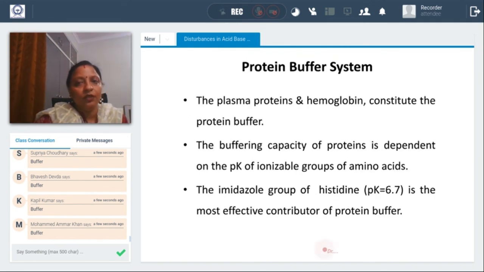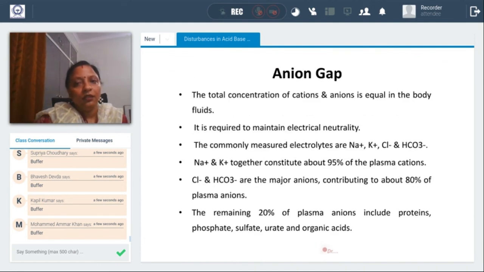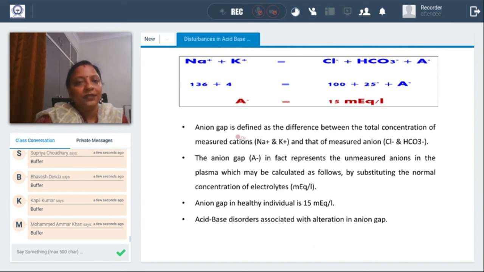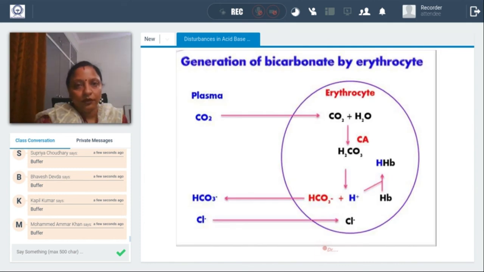Next, phosphate buffer, intracellular buffer, protein buffer, hemoglobin buffer, you all know. Then generation of bicarbonate by RBC. And what is anion gap? Anion gap is defined as the difference between the total concentration of cations, sodium and potassium, and that of measured anions, chloride and bicarbonate ions. Anion gap in a healthy individual is 15 milliequivalent per liter. You can see here in the erythrocyte, the enzyme carbonic anhydrase forms H2CO3, and again it dissociates into bicarbonate plus H+. This HCO3 comes out into plasma, and Cl comes into RBC.